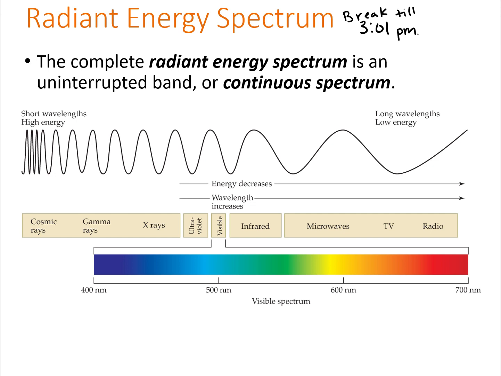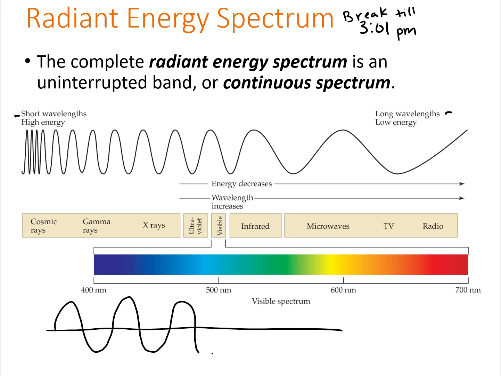This is a continuous or an uninterrupted spectrum. We've got short wavelengths on the left, long wavelengths on the right. We'll talk about the characteristics associated with each and what you'll need to know. Then we'll do some practice problems. Let's say I have a wave.